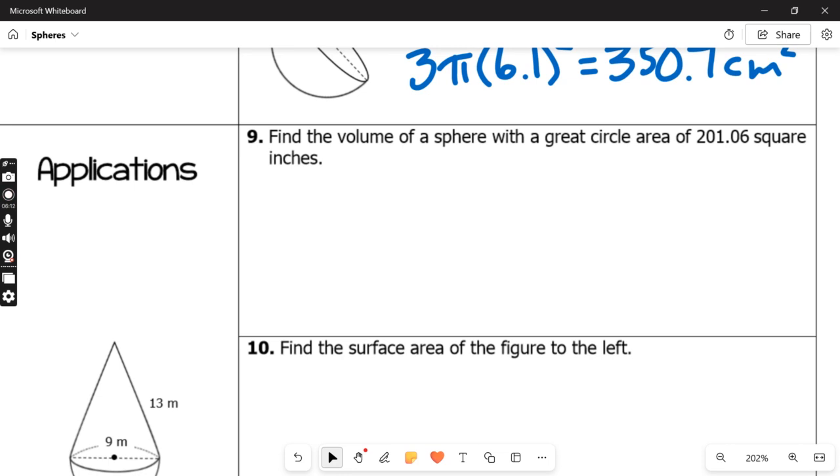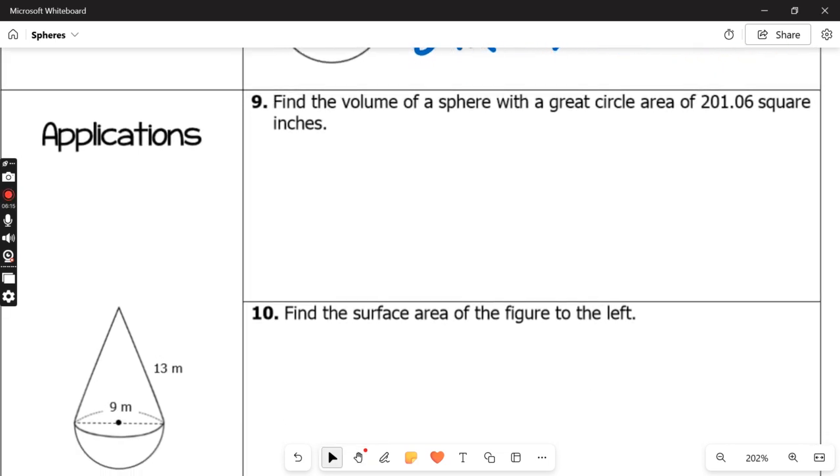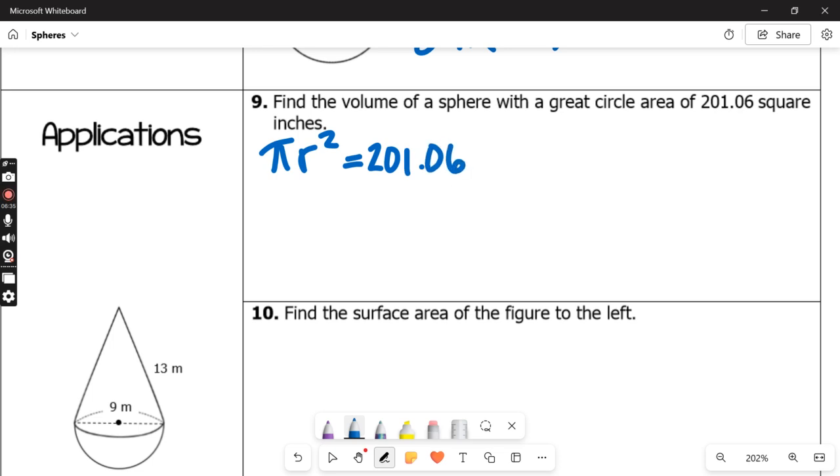All right, so now we're going to do some application problems, or working backwards. It says find the volume of a sphere with a great circle area of 201 square inches. Okay, so the area of a circle is pi times the radius squared. And we know that the area is 201.06.